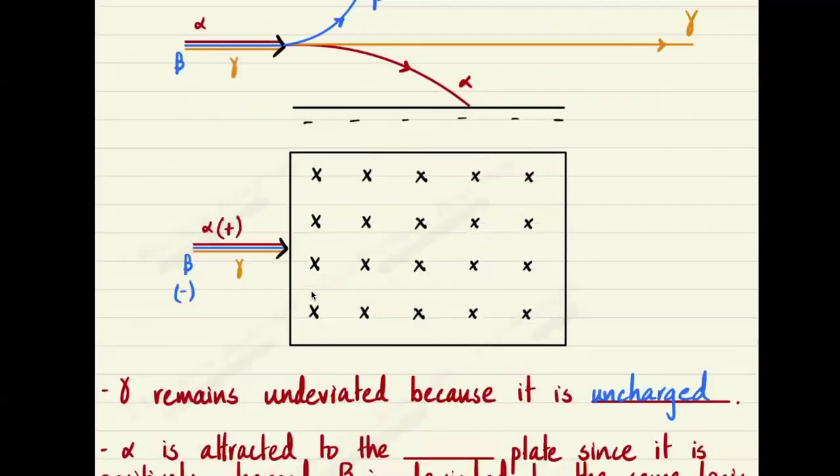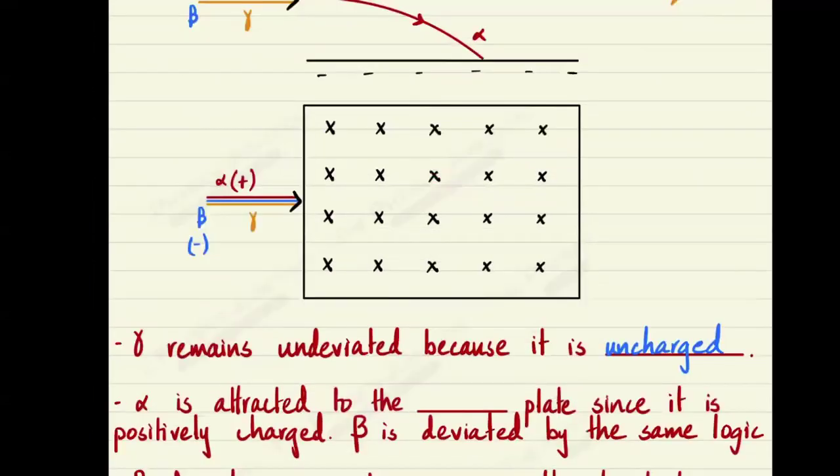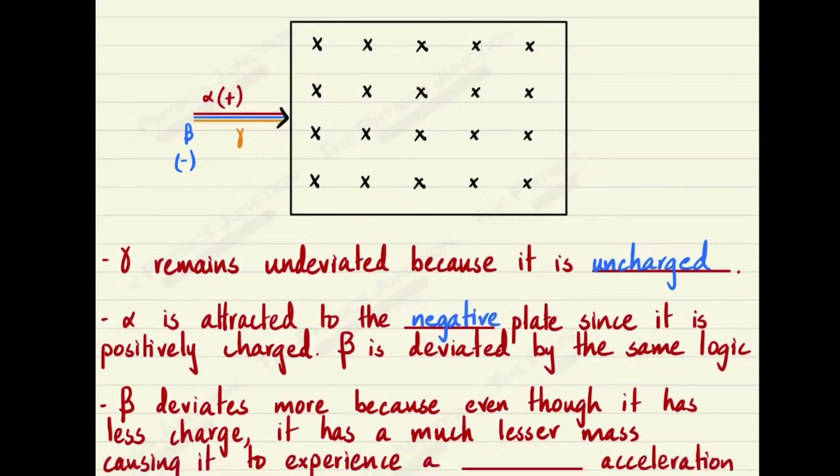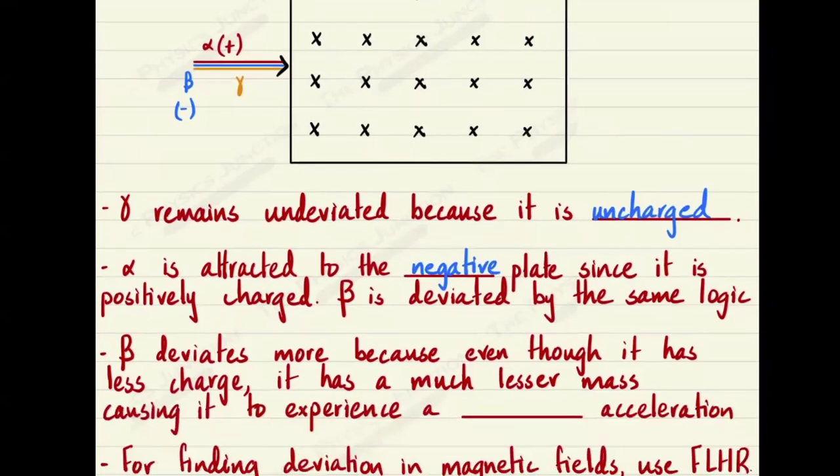Next, if we look at this one, so magnetic fields. Okay, so first let's write this. Alpha is attracted to the negative plate since it is positively charged. So unlike charges attract, beta is deviated by the same logic. Beta deviates more because even though it has less charge, it has a much lesser mass, causing it to experience a much larger acceleration, which leads to that deviation.